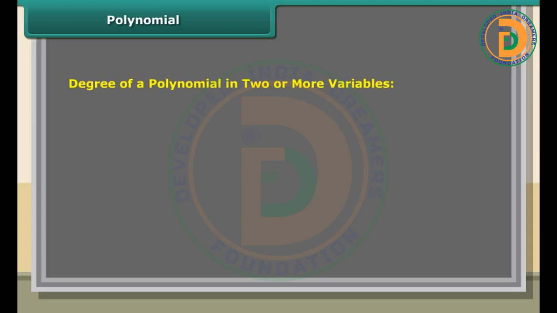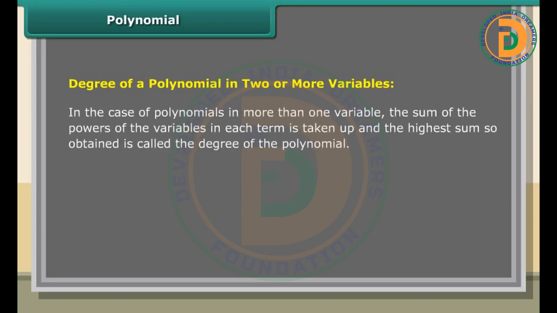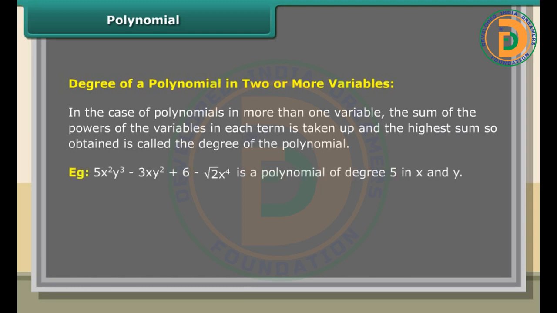Degree of a polynomial in 2 or more variables. In the case of polynomials in more than one variable, the sum of the powers of the variables in each term is taken up and the highest sum so obtained is called the degree of the polynomial. Example, 5x square y cube minus 3xy square plus 6 minus square root 2x raised to the power 4 is a polynomial of degree 5 in x and y.